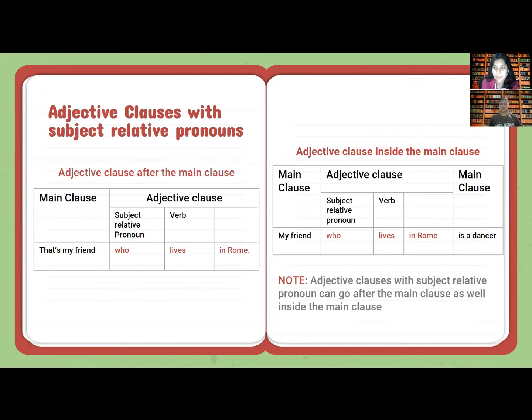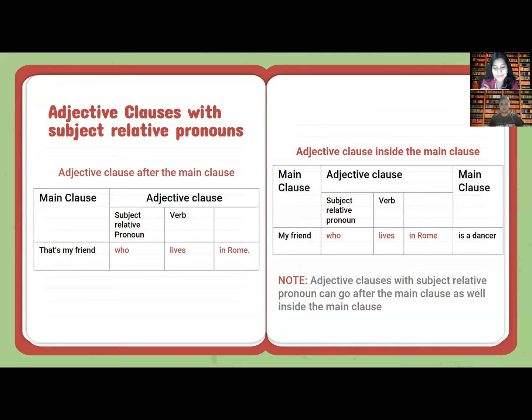So let's see how an adjective clause describes nouns and pronouns. As we can see, the adjective clause, that is also a dependent clause, can go after and inside the main clause. For example, let's imagine we have the sentence, that's my friend. Only that's my friend. And my friend is the subject of the main clause or the sentence. Then we use the subject relative pronoun who because we are referring to a person, to introduce the adjective clause who lives in Rome.